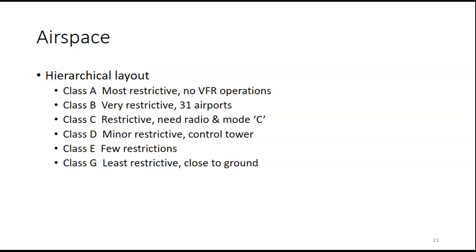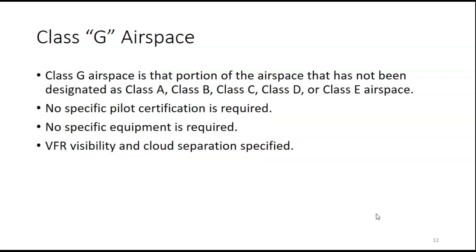And Class Golf, Class G, finally, is the least restrictive. You're close to the ground. Usually there's no tower involved. So Class Golf, again, is the least restrictive airspace. So you can think of Class Golf or Class G airspace as any airspace that's not designated Class A, B, C, D, or E airspace. It's uncontrolled. There's no pilot certification required, no specific minimum. There's no specific equipment required. And there are VFR visibility requirements, but fairly easy to comply.